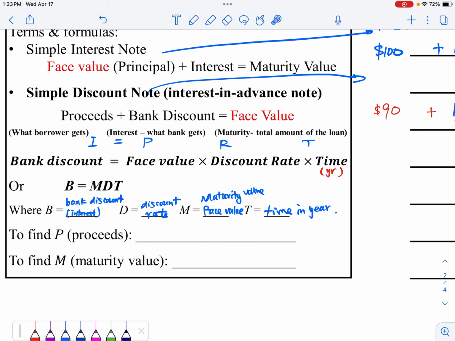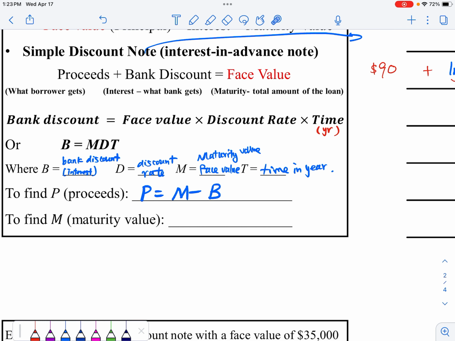Now, how do we find the proceeds? So P is the proceeds. I'm going to erase that so that it doesn't confuse you. Previously P was principal. Here P is the proceeds. The proceeds will be the face value minus the bank discount. So how much you're going to pay back, minus how much the bank will take away as interest. Then what you receive will be P equals the maturity value minus the bank discount.